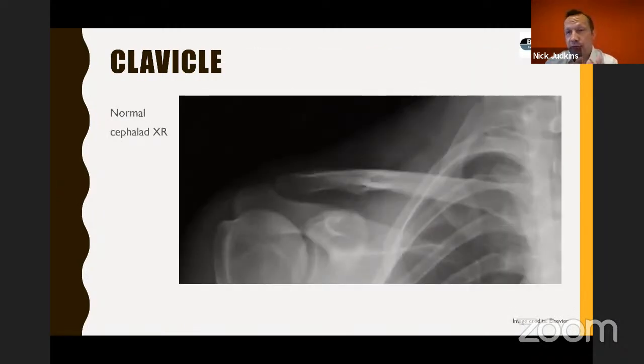It's worth having a think about what imaging we can order and what the clavicle actually looks like on that imaging. So this is a normal radiograph of the clavicle, but you would normally get an anterior-posterior view of the clavicle, but you can actually ask for a cephalad view. And what's happening here is that the rays are being angled 20 degrees cranially, which gives you less overlap of the scapula and the clavicle, which means it's more easy to identify clavicular injuries.